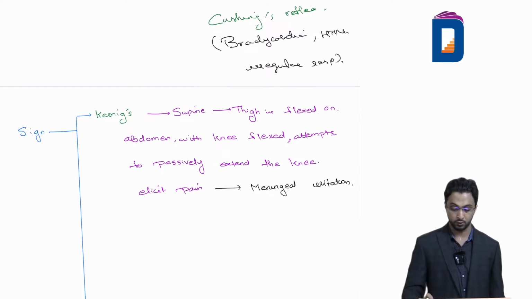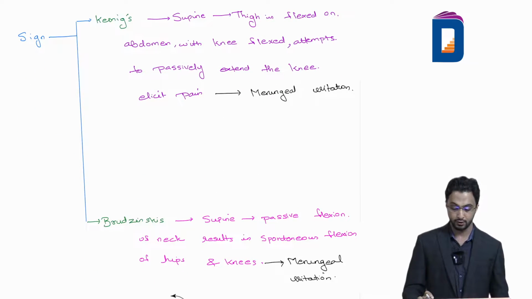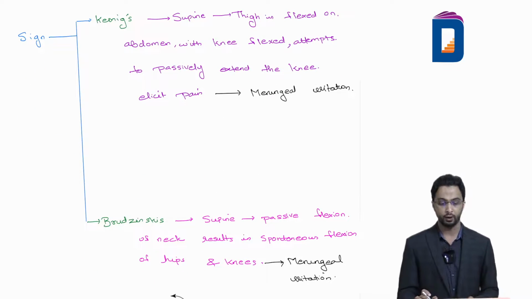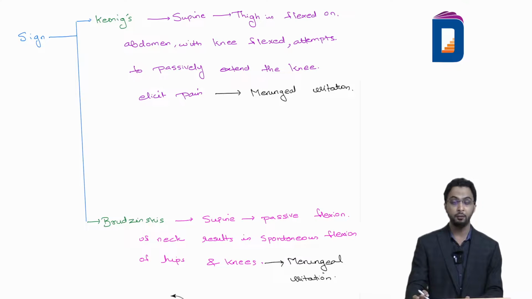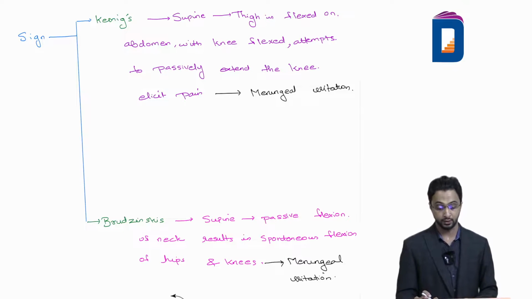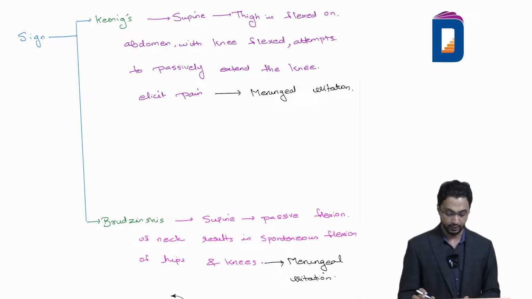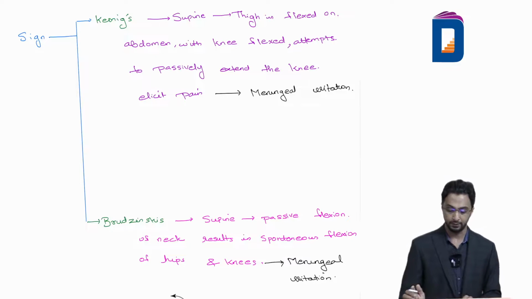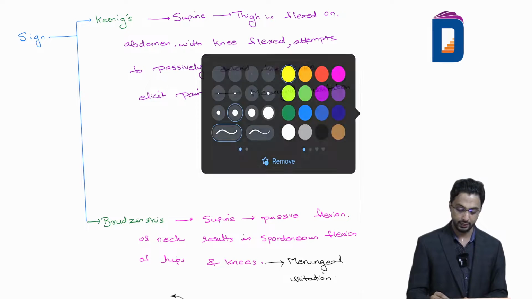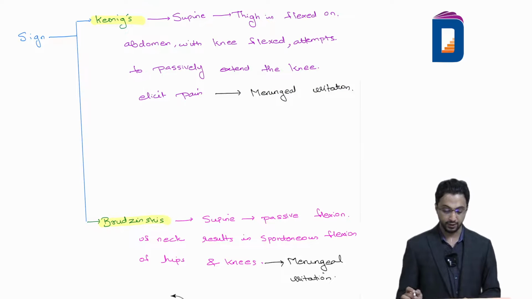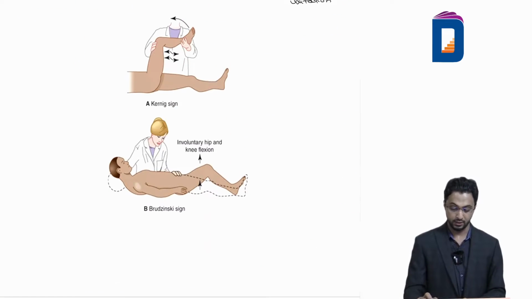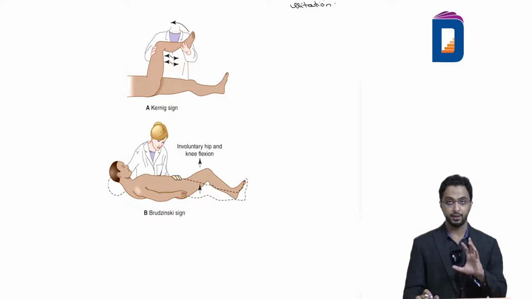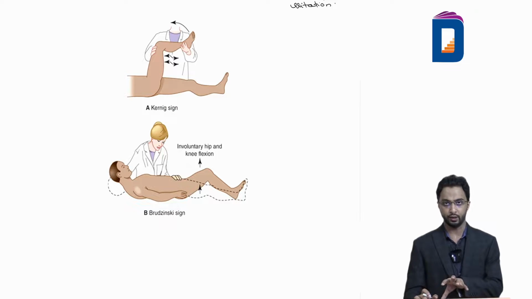Now, I'm going to come on to something which is equally important: the two very important signs associated with meningeal irritation in acute meningitis, which are Kernig's sign and Brudzinski's sign. Now see, these are the two pictures which I'll explain to you. Let me explain the first part and then I'll explain this here.